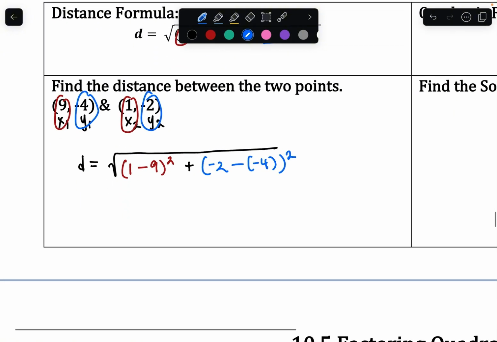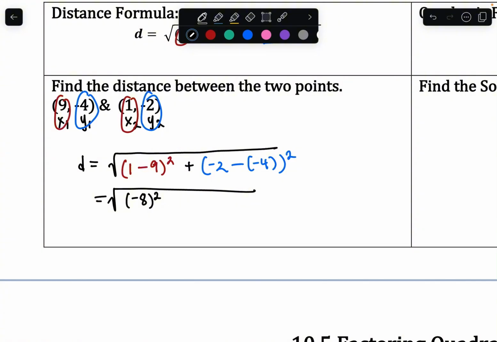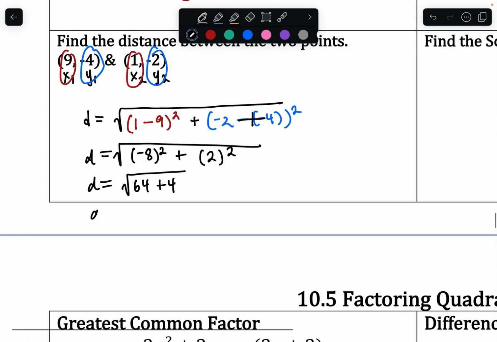Okay, now that I've plugged those in, let's do some simplifying. So I have 1 minus 9 inside those first parentheses, which is negative 8. And then negative 2 minus negative is the same thing as negative 2 plus. Minus negative is the same as plus. So negative 2 plus 4 would just give me a positive 2. Negative 8 squared is positive 64. Anytime you square a negative, it becomes positive. And then 2 squared is 4. Okay, and then 64 plus 4 is 68.